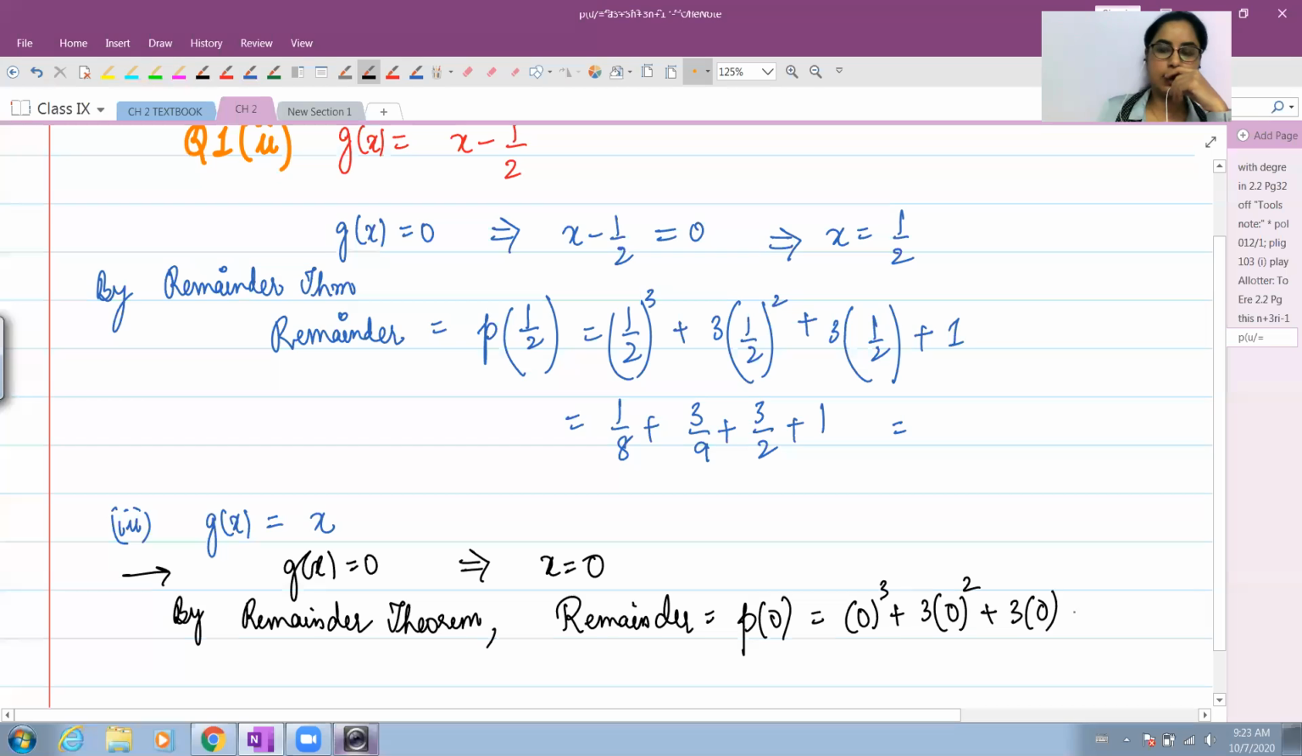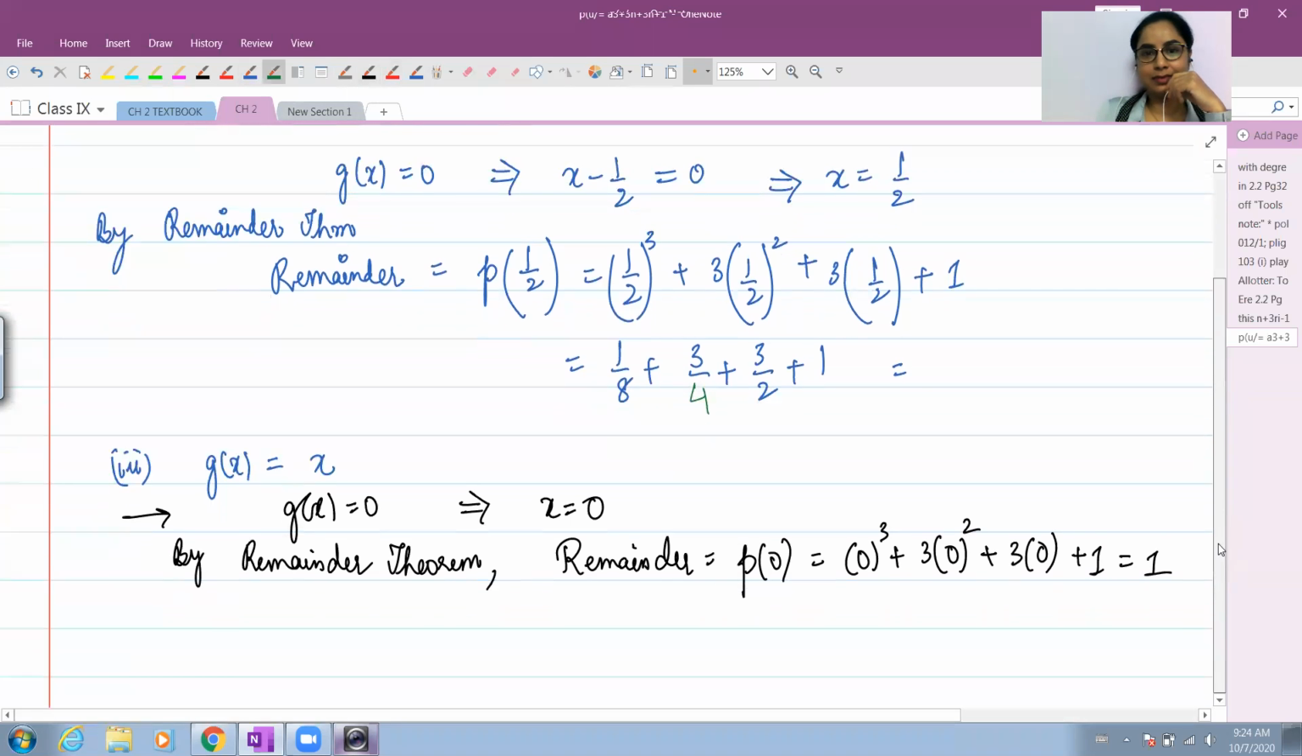Ma'am, while solving 3 into 1 by 2 whole square, we need to write it 3 by 4. Yes, it will be 3 by 4. I have written wrong. Can you tell me what's the simplified answer for this? This will be 1 by 8 plus 6 plus 27 by 12 plus 8.